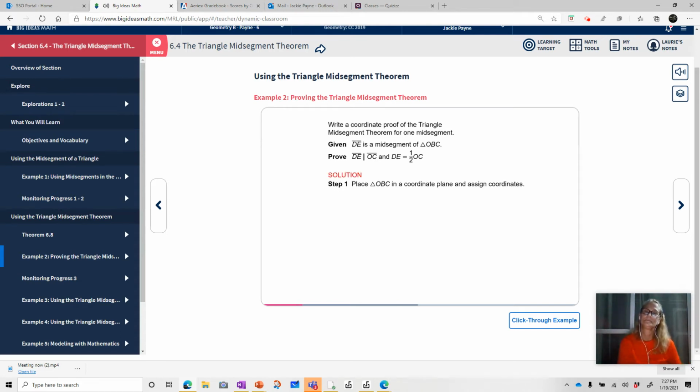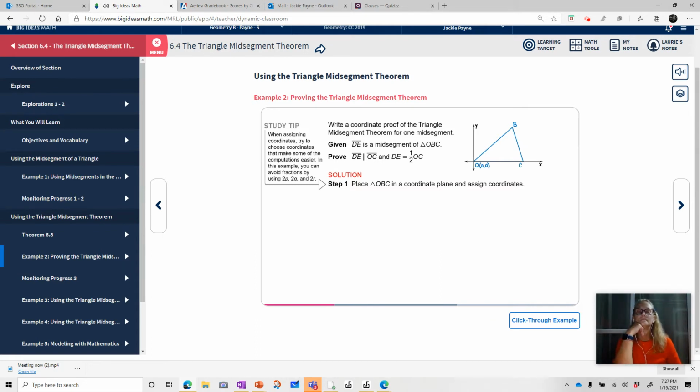Solution. Step 1. Place triangle OBC in a coordinate plane and assign coordinates. Place vertex O at the origin, so the coordinates of vertex O are (0, 0). When assigning coordinates to the other two vertices, try to choose coordinates that make some of the computations easier. In this example, you can avoid fractions by using 2p, 2q, and 2r.